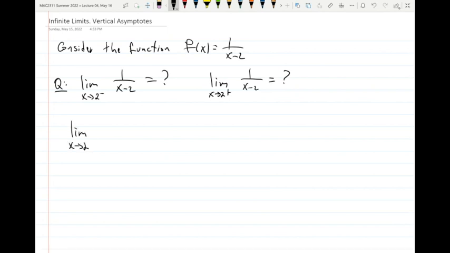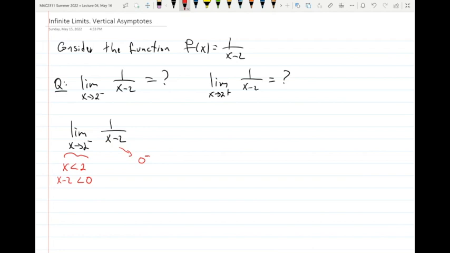So for the first one, limit as x approaches 2 from the left of 1 over x minus 2. What can we say here? So again, x is less than 2, right? So what do you know about x minus 2? It is less than 0. So this bottom here is approaching 0, but it's approaching 0 from the left, right? In other words, this is getting very close to 0 with negative numbers like negative 0.1, negative 0.01, negative 0.001, etc. But with negative numbers, right? So what do you get here? Negative 10, negative 100, negative 1,000, negative 1,000,000, and so on and so forth.